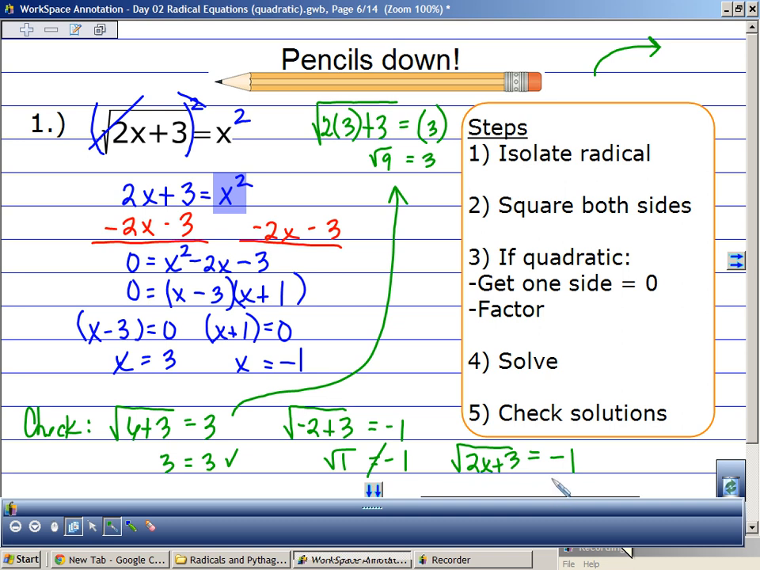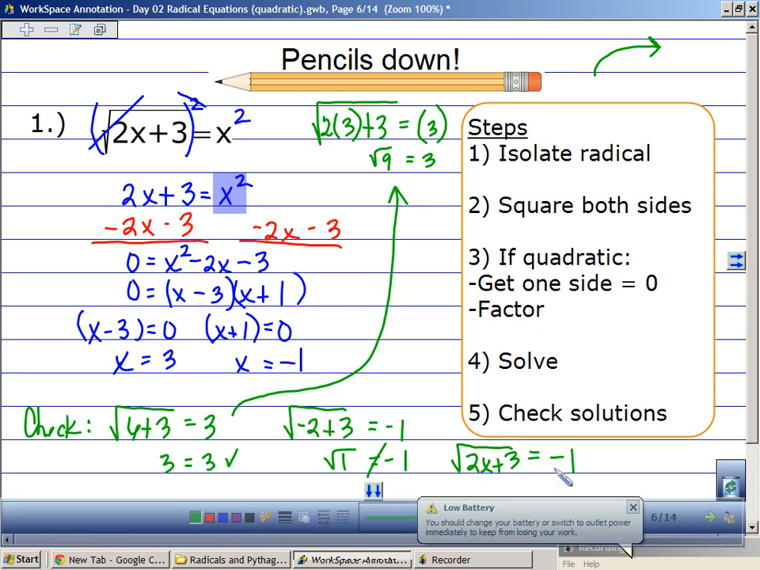Why do you have to check them? Because you can't have two solutions in these. It's impossible. So one of them is wrong, and you have to check it to figure it out.